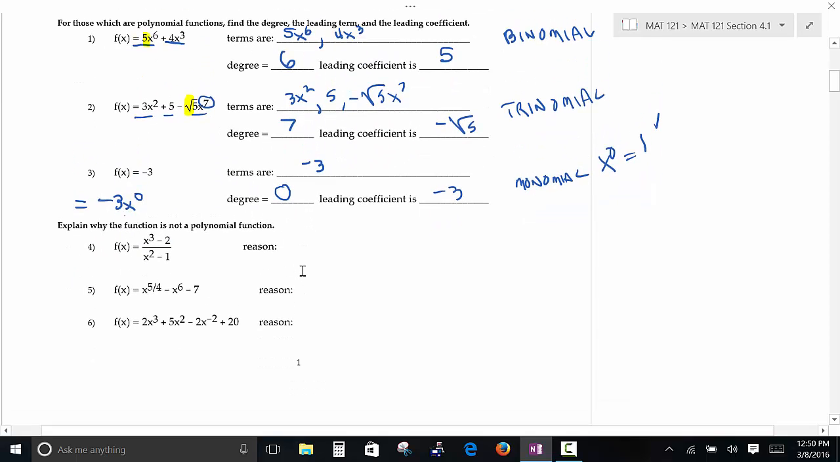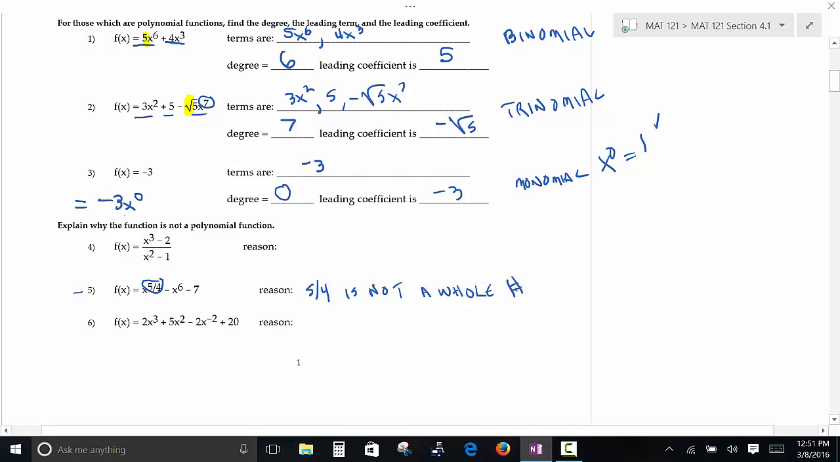The next thing I want to look at is examples of things that are not polynomials. So what we're going to do is figure out why they're not polynomials. Let's start with number 5 and 6, then I'll go up to 4. Just look at number 5. What would keep this from being a polynomial? Fractional powers. Yes, exactly. Remember your exponents have to be what kind of number? Whole numbers. So 5/4 is not a whole number. So that's not a polynomial.